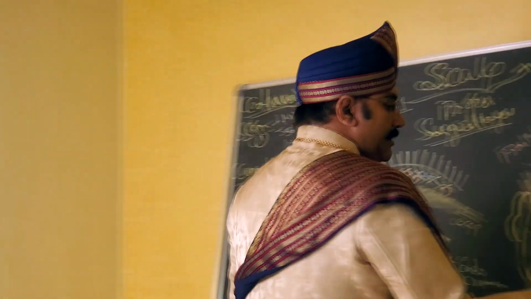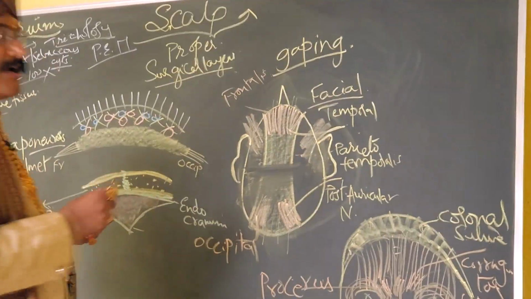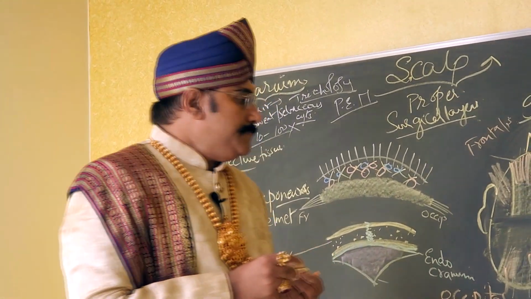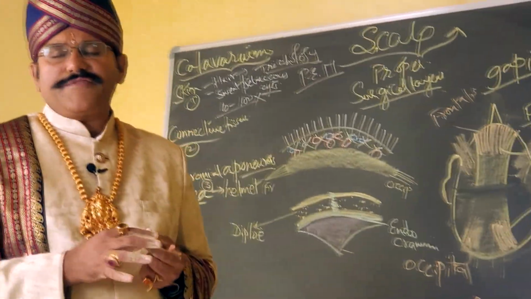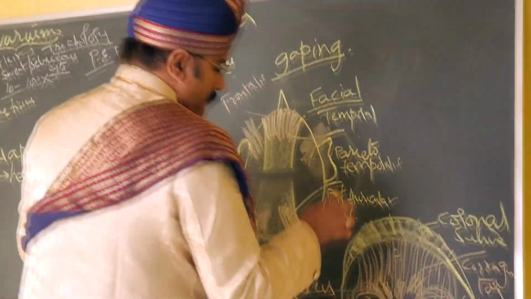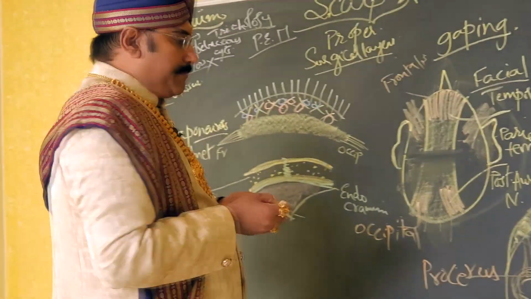So if you see the frontalis muscle, what is its action? In case of surprise, the eyebrows are lifted up, and in case of fright, there is transverse wrinkling of the forehead. So this is the action of the frontalis muscle.